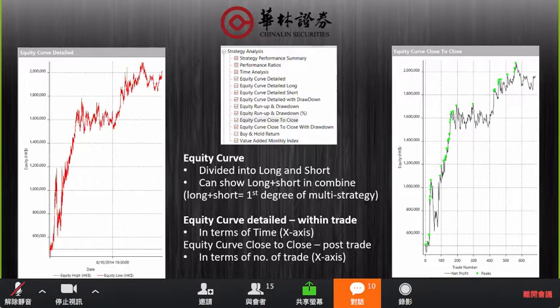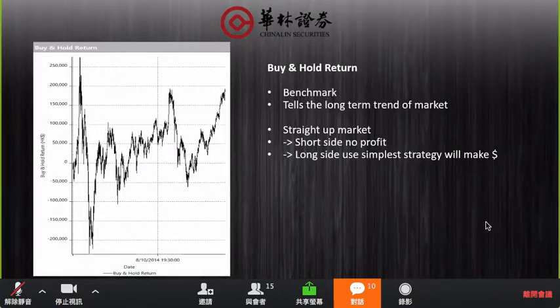And also, there's one point we have to add. Why do we divide the strategy into long side and short side? Because when you divide the strategy into long side and short side, you can see the equity curve detailed in long and detailed in short. So you can refer to the separate equity curve generated from the long side or the short side. Sometimes when you enter a market, the market does not fluctuate like this. This is HSI over a period, the same market data I gave you.